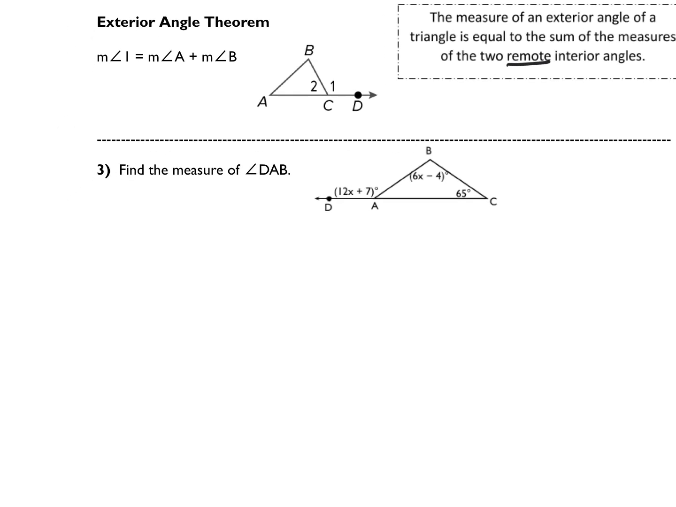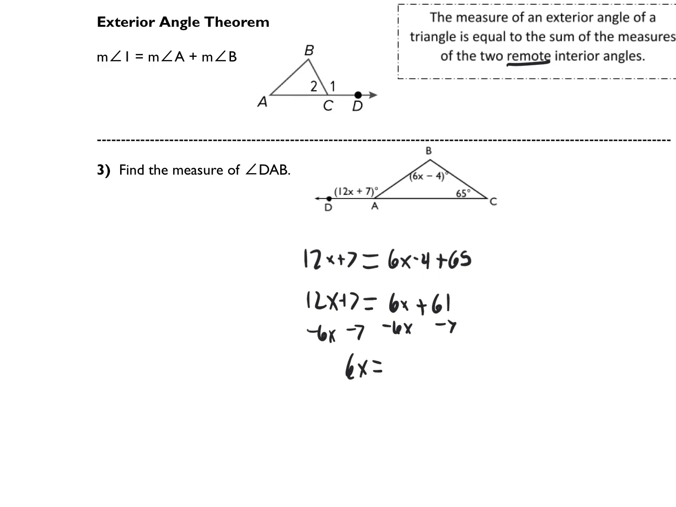So the way that plays out in this image here, we have the exterior angle of 12x plus 7. So that is going to be equal to the sum of the two interior angles, 6x minus 4 plus 65. So 12x plus 7 is equal to 6x plus 61. Then we subtract 6x off of both sides, and we can subtract 7 off of both sides, and we get 6x is equal to 54. So then divide both sides by 6, and we get x is equal to 9.